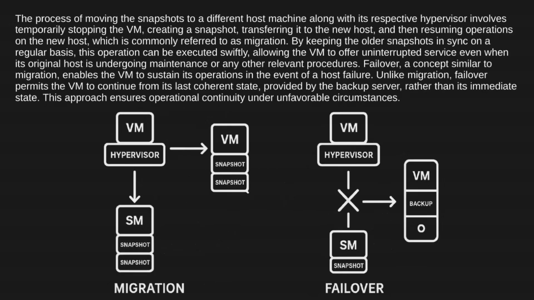The process of moving the snapshots to a different host machine along with its respective hypervisor involves temporarily stopping the VM, creating a snapshot, transferring it to the new host, and then resuming operations on the new host, which is commonly referred to as migration. By keeping the older snapshots in sync on a regular basis, this operation can be executed swiftly, allowing the VM to offer uninterrupted service, even when its original host is undergoing maintenance or any other relevant procedures.